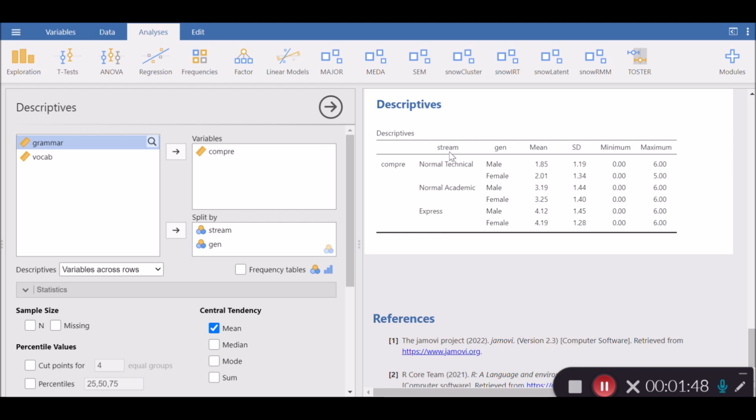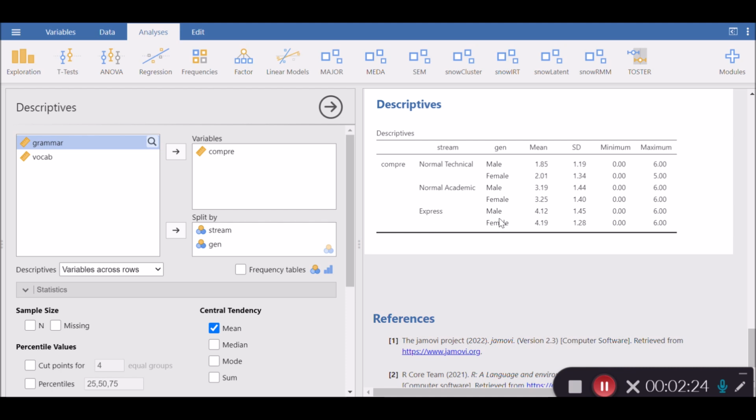For stream, as an example, for normal technical male students who took the test, we have a mean score of 1.85. On the other hand, the females in the same group, that's the group of normal technical stream, have a higher mean score, which is equal to 2.01. And in the same way, you can compare the scores of males and females in other levels of stream, which are normal academic and express.